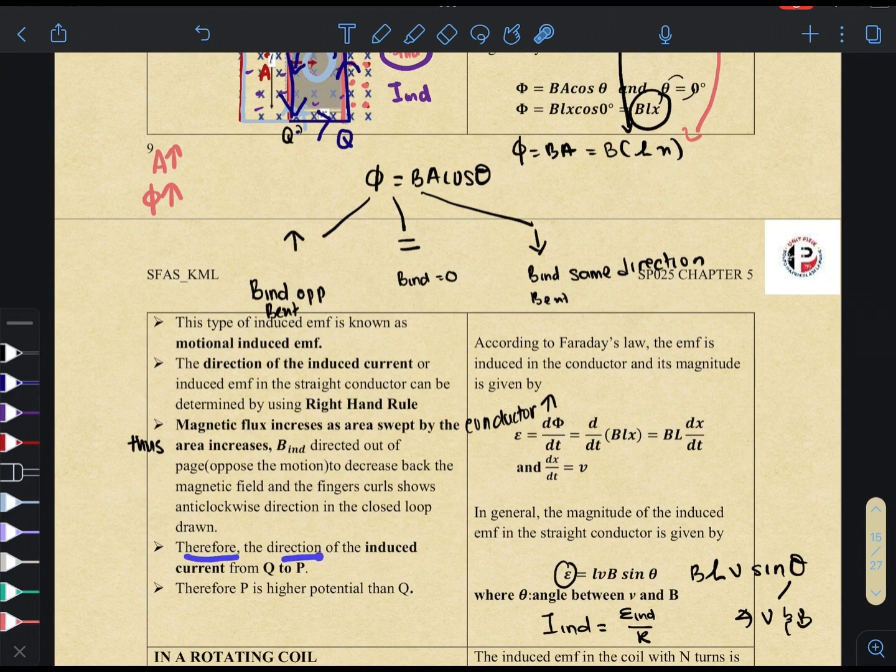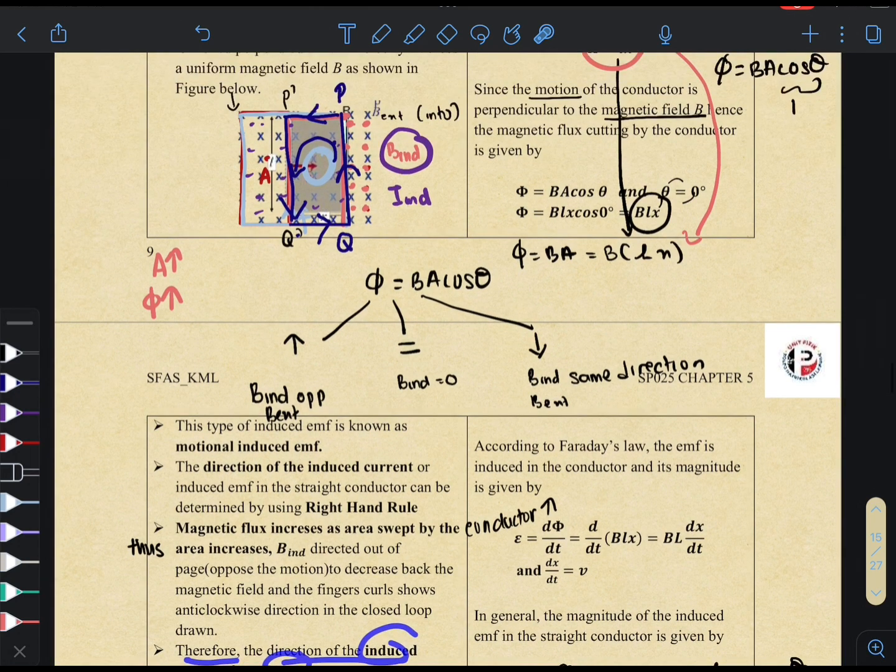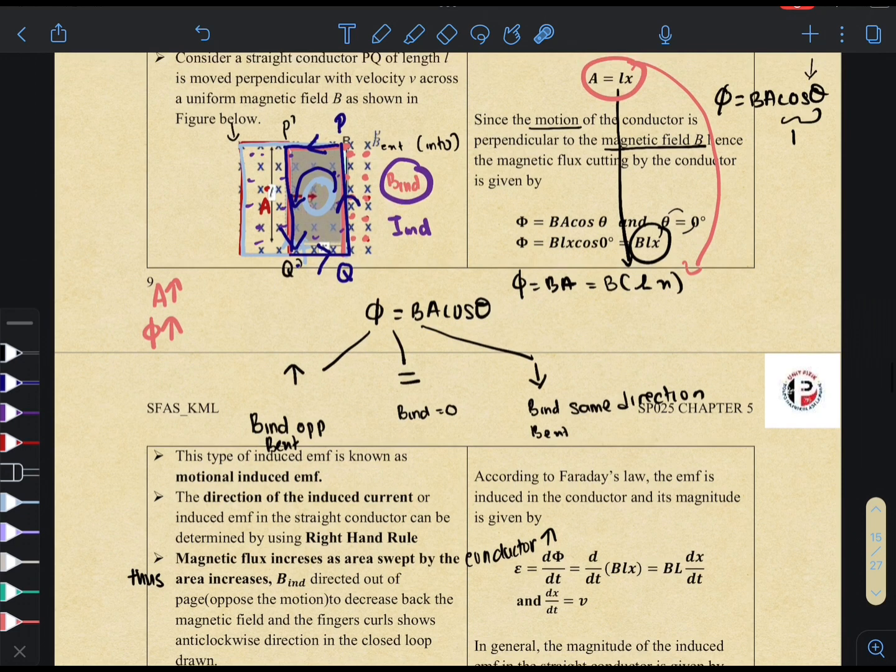Therefore, the direction of the induced current from Q to P, iaitu sekarang kita kena faham area ini adalah area yang hanya kita nampak because we have imagined the area. The conductor initially dekat sini, sekarang dekat sini. So you have to say the direction of flow of the current in the conductor. Kita nak kena cakap direction of current flow itu dari segi di dalam conductor itu. Conductor sekarang duduk dekat sini.